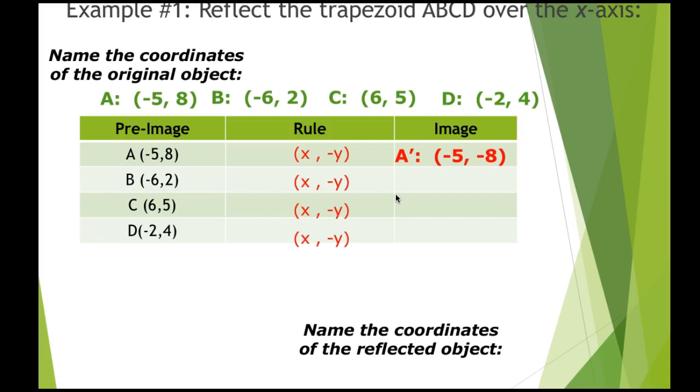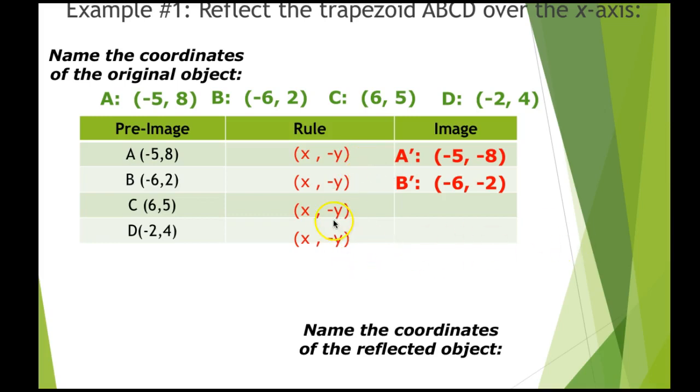What's going to change? Is x going to change? No. So we're going to have a -6 here. Are we going to do the opposite of y here? Yes. So what is the opposite of 2? -2. Therefore, B prime is going to be (-6, -2).